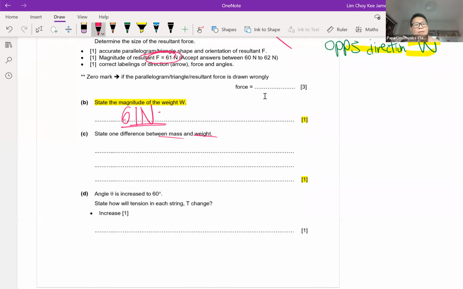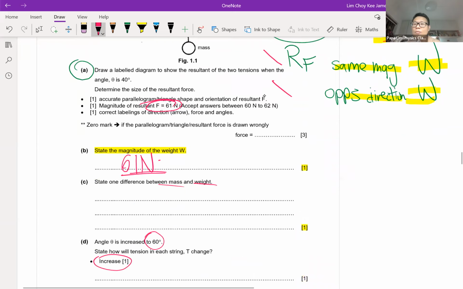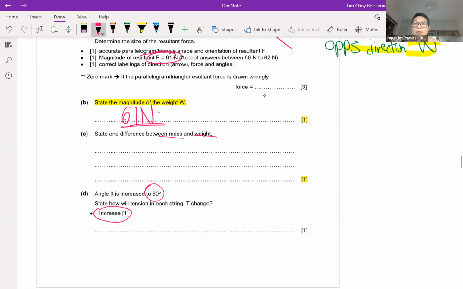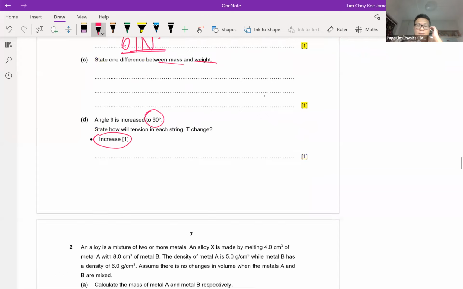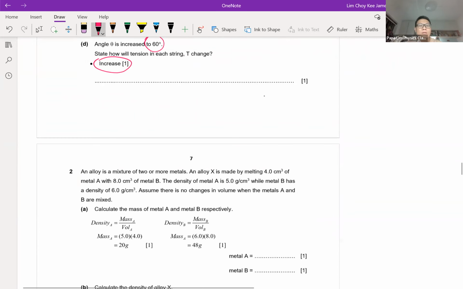Now, if the angle increases to 60, the tension T experienced in the force will actually be larger. If you're not sure, you can go and draw it out. Do a fast check of drawing, and you'll find that the T will be higher when the theta increases.